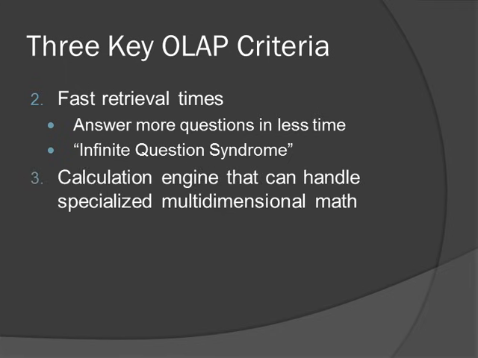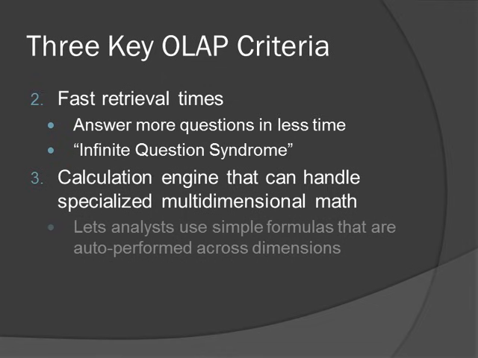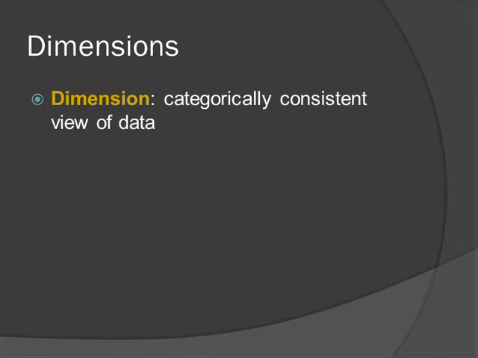Finally, OLAP systems have robust calculation engines for handling the specialized calculation requirements that a multidimensional structure imposes. Think about being forced to write spreadsheet formulas that interlink more than 2 dimensions. That's not something easy for human beings to conceptualize. OLAP calculation engines structure the data in a way that allows an analyst to write simple, straightforward formulas that automatically perform across multiple dimensions. The power of OLAP comes from structuring the data so it naturally supports the way people do analysis work. The highest level OLAP structure is a dimension.